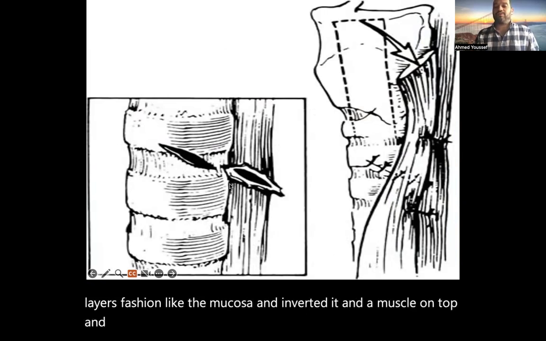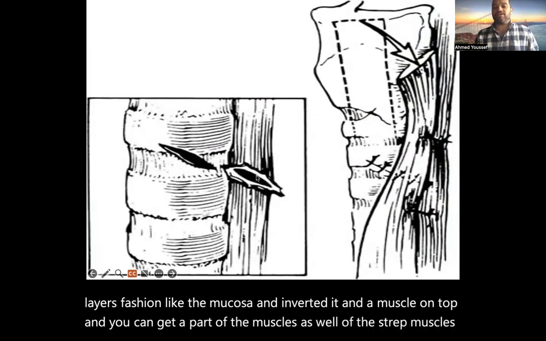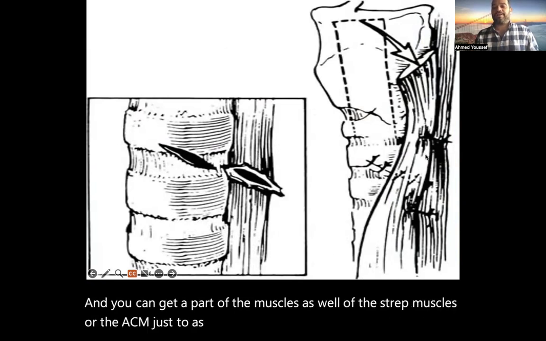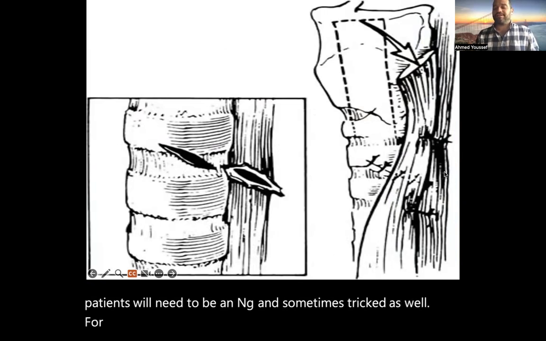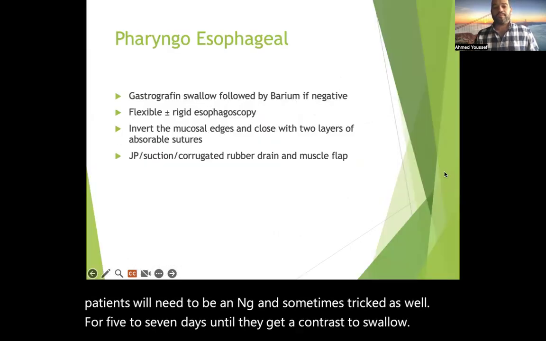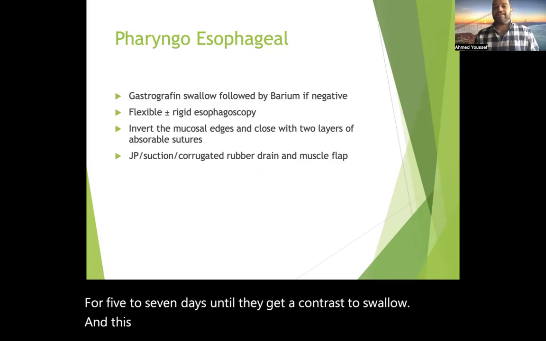And you can get a part of the muscles as well, of the strap muscles or the SCM, as an additional layer of closure. And those patients will need an NG and sometimes a trach as well for 5 to 7 days until they get a contrast swallow. And this is again pharyngoesophageal.